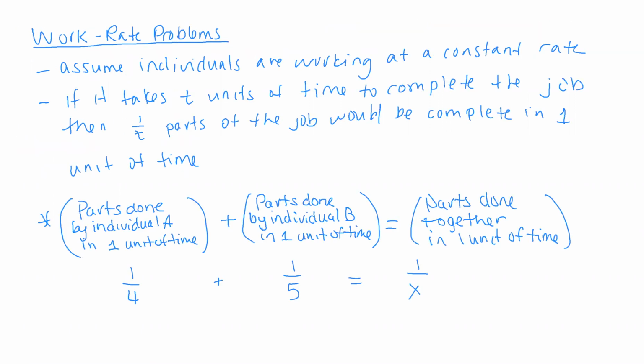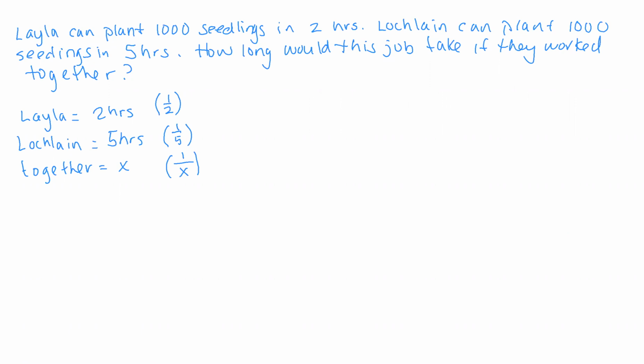So if we go back to that first slide, we want to now take our information for this problem and create this type of equation. So we take the individual parts done by Layla, 1/2, the parts done by Lachlan, 1/5. Again, we're considering 1 unit of time. Our unit of time is hours. So in 1 hour, how much did Layla do? In 1 hour, how much did Lachlan do? And then in 1 hour, how much could we expect them to do together?